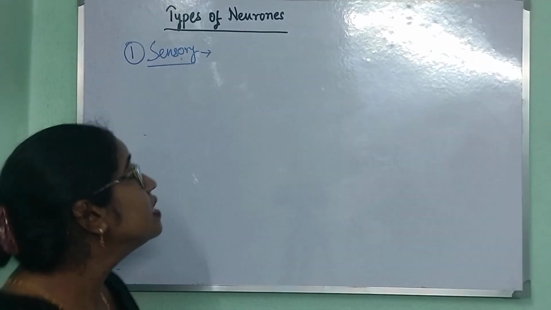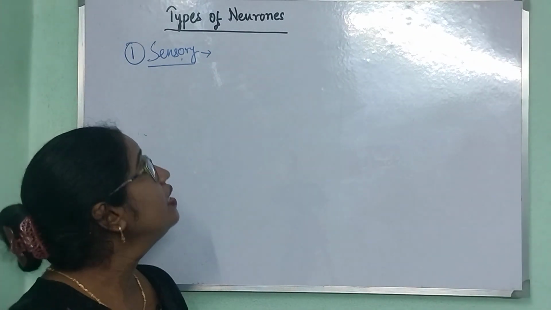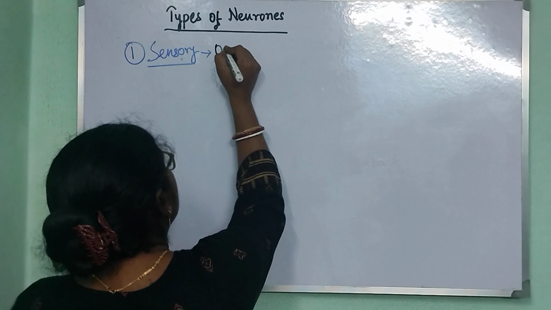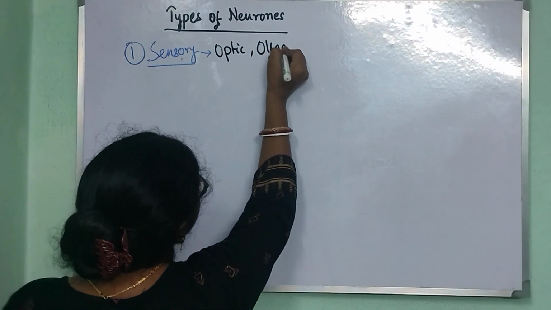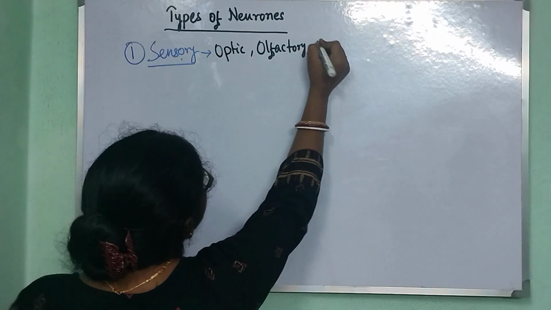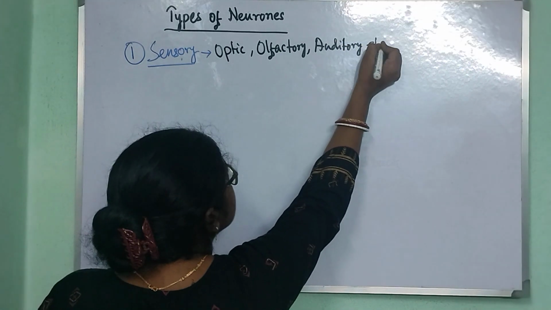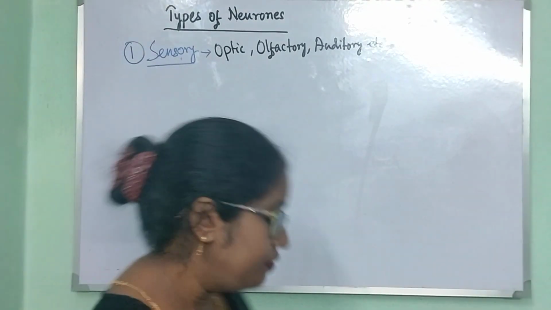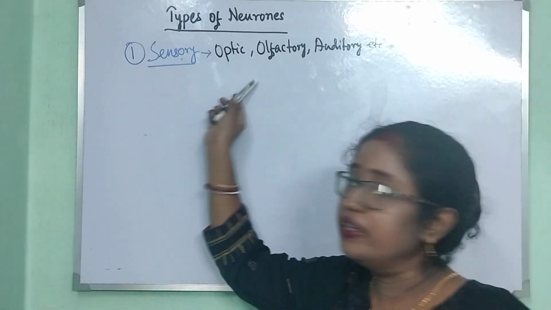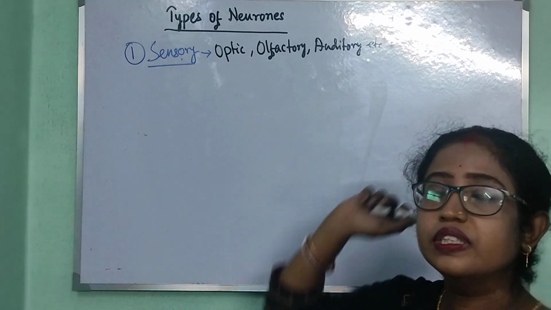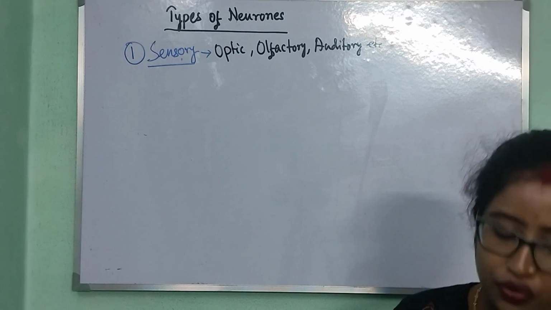If we talk about examples, the sensory neurons are the optic nerve, olfactory, auditory, etc. The optic nerve is situated in our eye, olfactory in the nose, and auditory in our inner ear. So these are the sensory neurons.